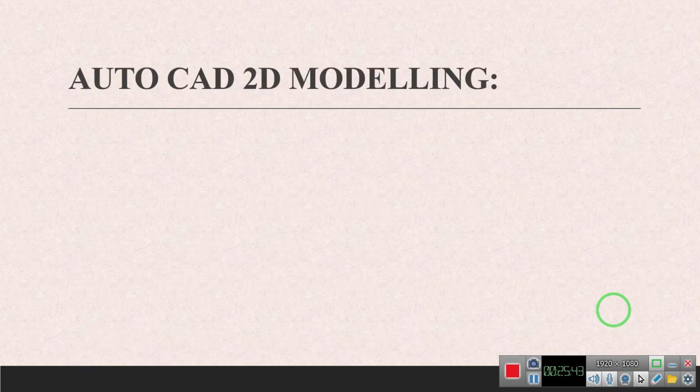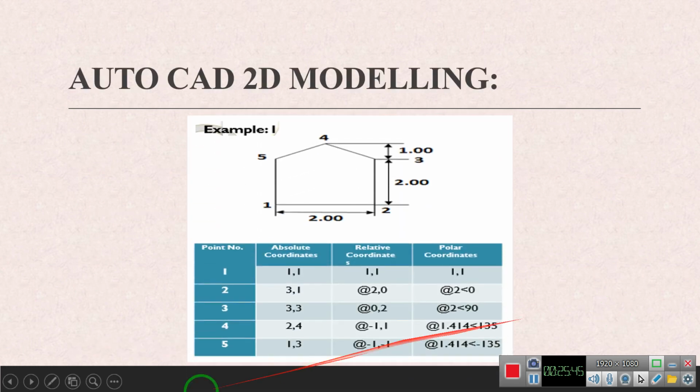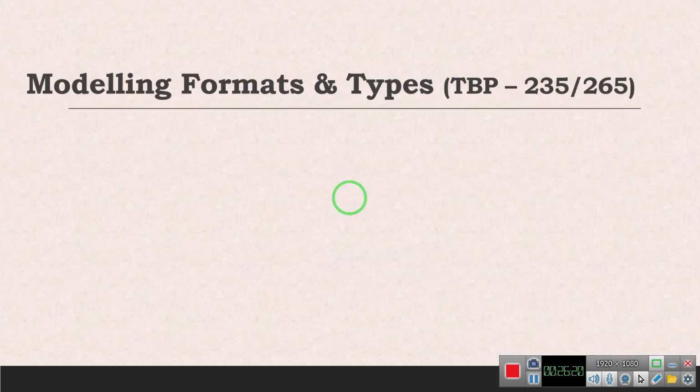Now the AutoCAD 2D modeling. Generally, there are three types of coordinates: absolute, relative, and polar. About this, I have a separate video lecture, and I uploaded it as part 2 for chapter 3, modeling and abstraction. So you can refer to that one, which is a problematic question, very important. So that's why I separated it from this part. It's a practical part, so you can see the video. So next, go to another, third type of modeling.